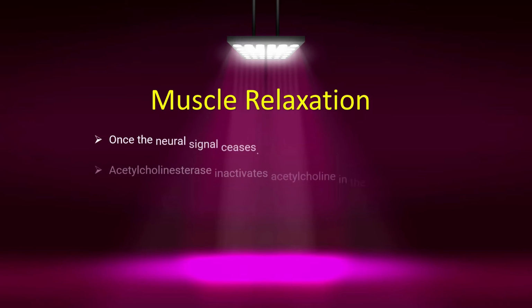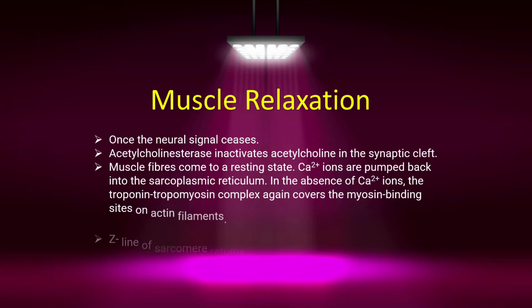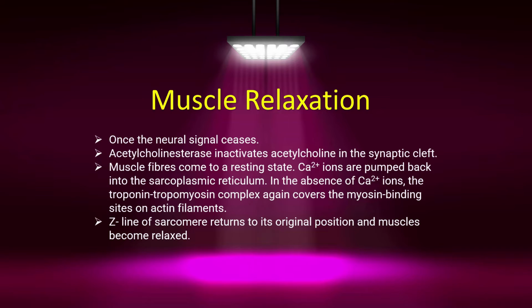After the muscle contracts maximally, it remains in a relaxed condition. Let us see how it happens. Once the neural signal ceases, acetylcholinesterase inactivates acetylcholine in the synaptic cleft. Muscle fibers come to a resting state. Calcium ions are pumped back into the sarcoplasmic reticulum. In the absence of calcium ions, the troponin-tropomyosin complex again covers the myosin binding sites on actin filaments. The Z line of the sarcomere returns to its original position, and muscles become relaxed.